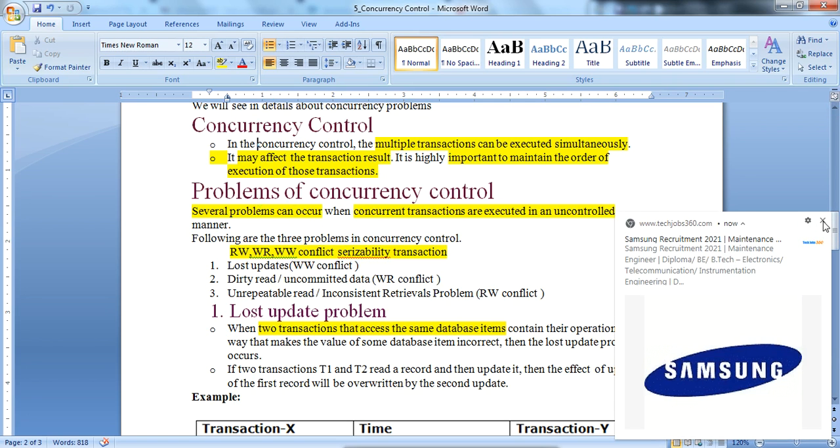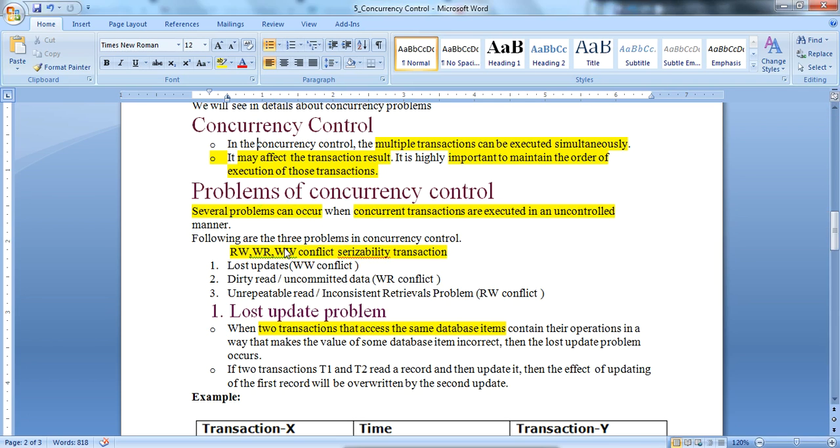Now the problems are these: the problems of concurrency control means which types of problems the concurrency control mechanism needs to control. Several problems can occur when concurrent transactions are executed in an uncontrolled manner. If it does not run under concurrency control, then different types of problems occur in a concurrent schedule. Following are the three problems in a concurrent schedule.